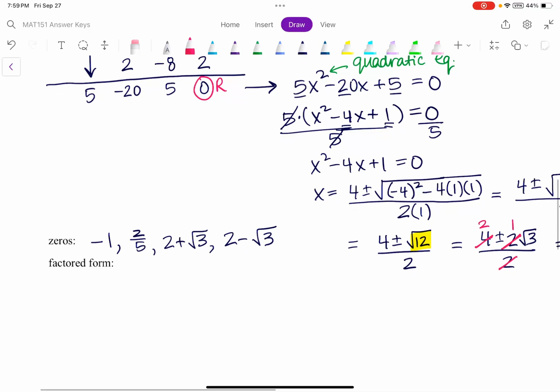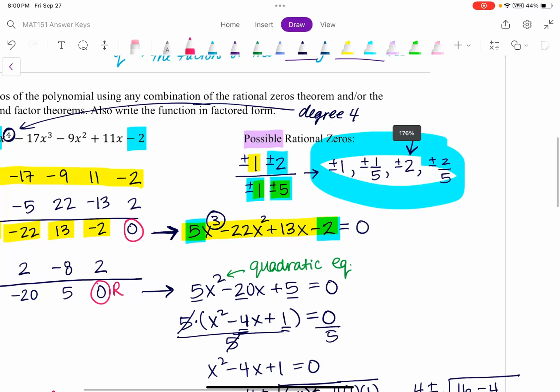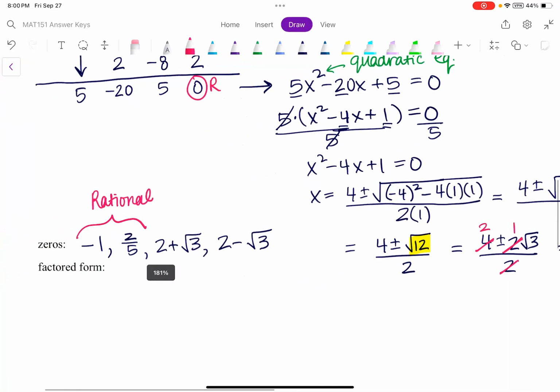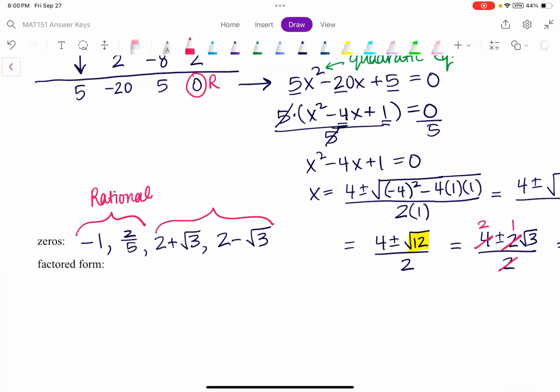Let me just classify these for you. Just as a reminder, these first two zeros of negative 1 and 2/5, those are your rational zeros. Those are rational numbers. Remember, you saw those two values here in your list of possible rational zeros. But the last two zeros that we got, those are considered irrational numbers. Remember that irrational numbers cannot be written as fractions. These are going to be decimals that go on forever. They never repeat. So we did not see these numbers in our list of possible rational zeros because these are not rational numbers. So here are your 4 zeros.